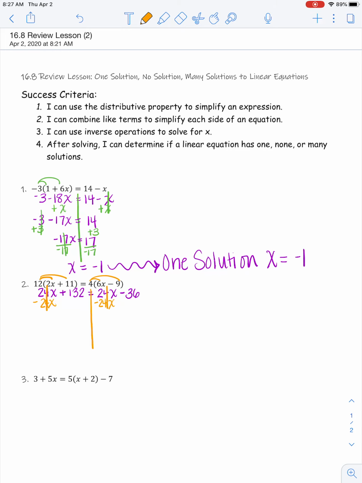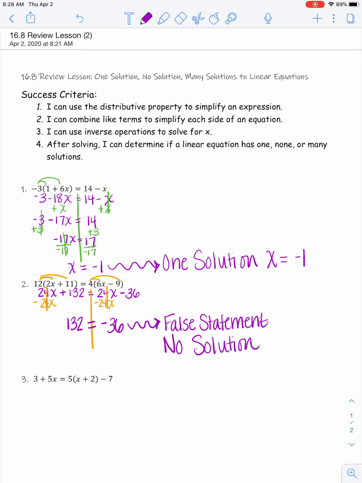Once that cancels out, you do not have an x anymore. It's gone. So you are left with 132 equals -36. Okay, 132 does not equal -36. It will never equal -36. This is a false statement. And when we have a false statement, that means we do not have a solution. And you can even put a little slash through that equal sign because 132 does not equal -36.